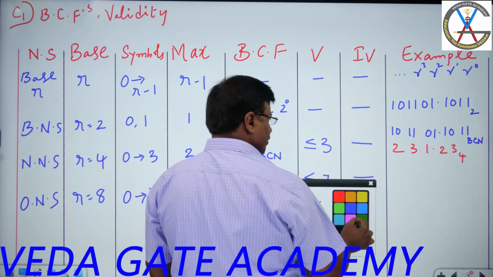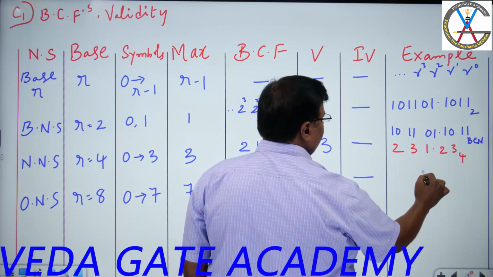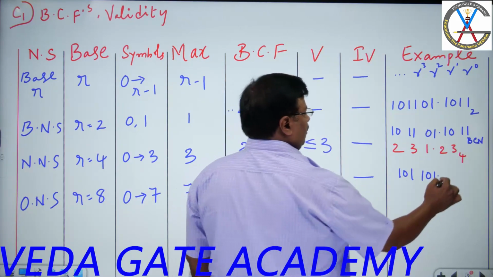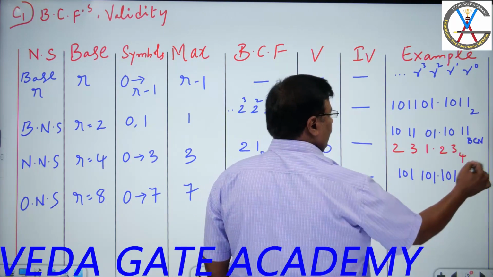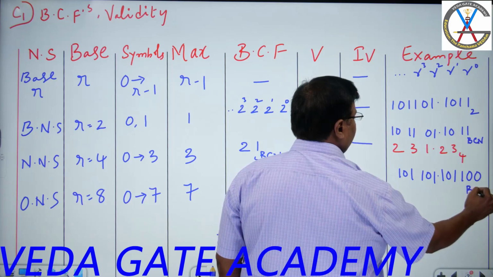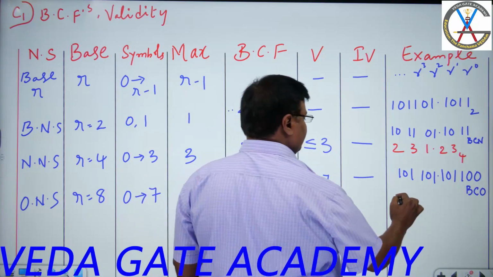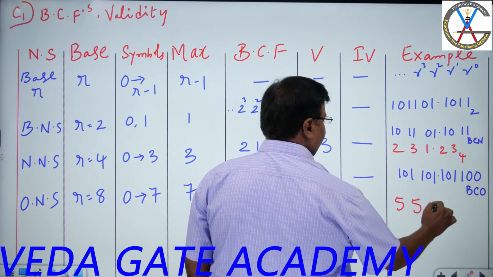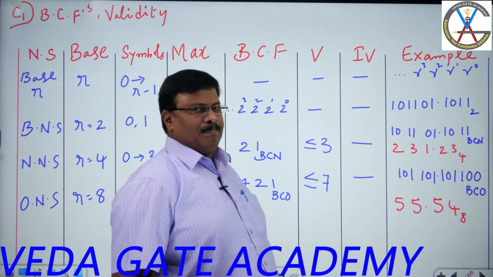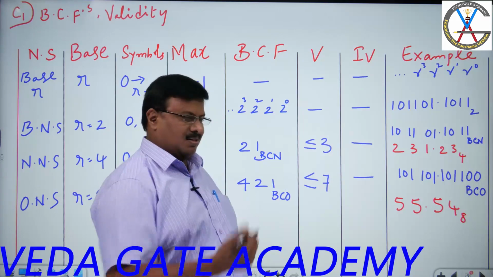Now, let us speak about 3-digit conversion to get the octal value. 1, 0, 1. 101.101 is left, add 2 more zeros to fill the number. And this is binary coded octal, BCO. The octal equivalent of that is 5, 5.5, 4. 55.54 base 8. Binary number split into 2 digits is nibble, split into 3 digits is octal.